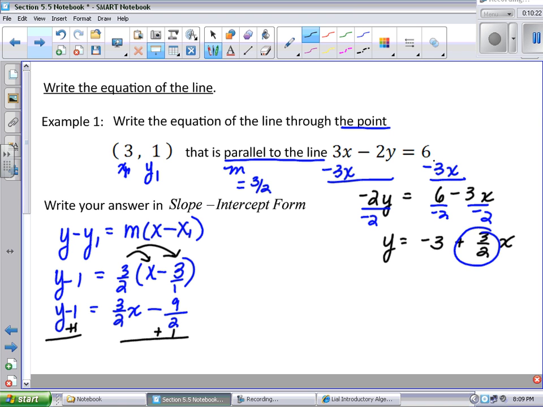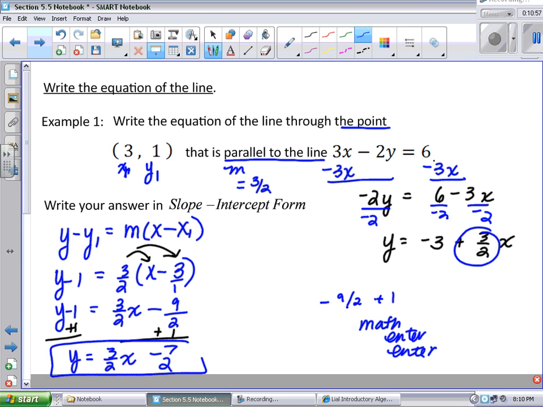You can do that on the calculator if necessary. On the calculator, you can type in -9 divided by 2 plus 1, and it will give you a decimal answer. To write it as a fraction, do math, enter, enter, and it will give you the fractional value. I'm going to do it by hand though. Y equals 3/2 x minus 9/2 plus 1, which is 2 over 2, so that gives me -7 over 2. And there's my final answer.